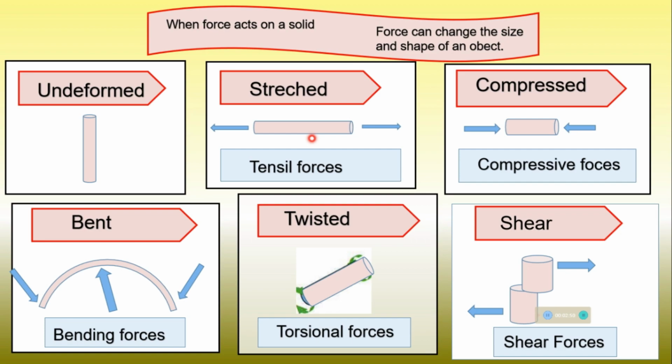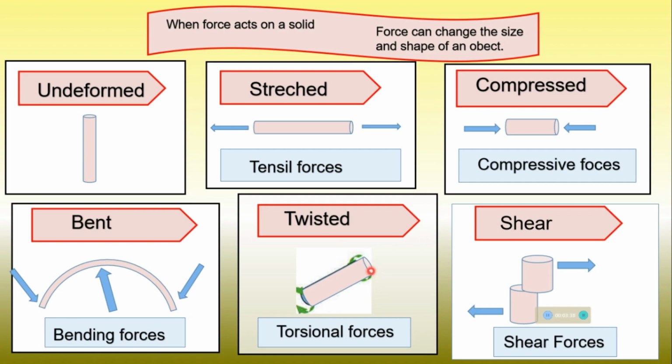Tensile force is a stretching force acting on a material. And with the help of compressive forces, a body can be compressed. Bending forces are responsible for bending any object. Like here we can see that on the outer surface the wire is stretched, but on the inner surface the wire is compressed. So at the outer surface there are stretching forces acting, but at the inner surface there are compressive forces acting.